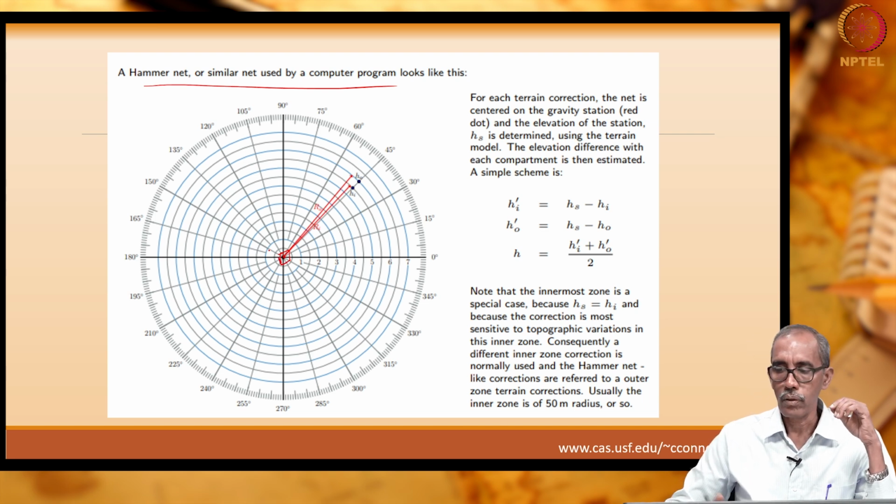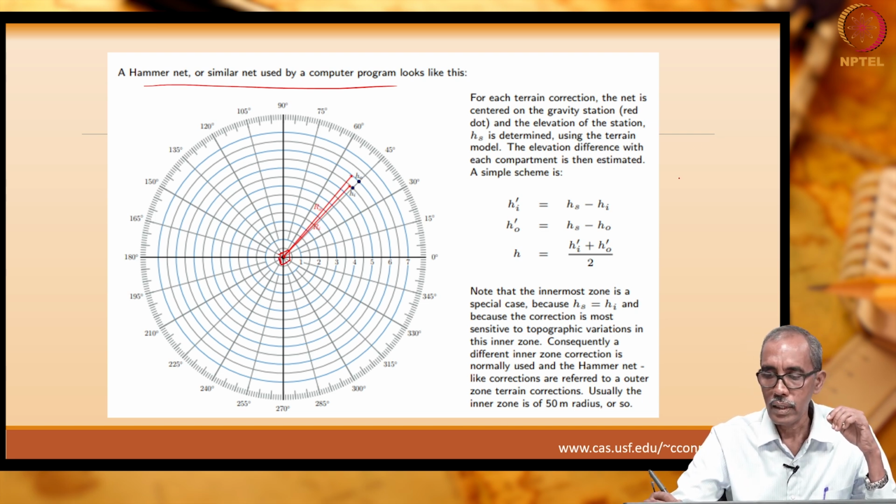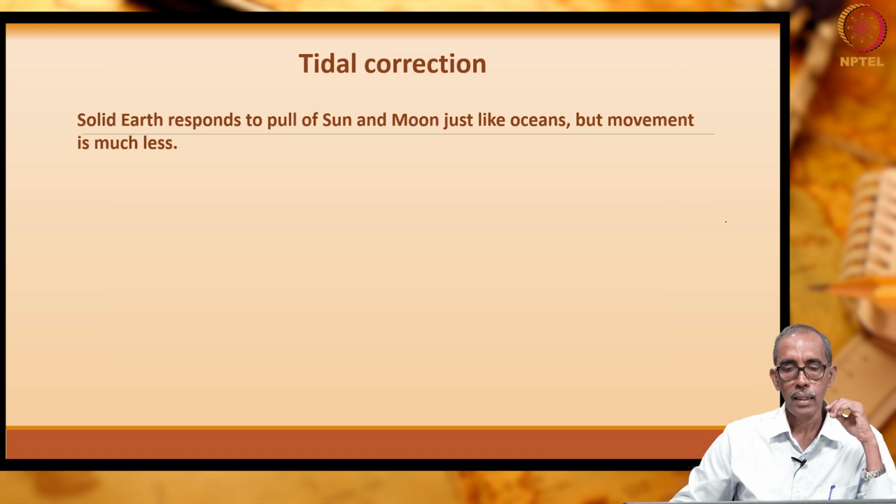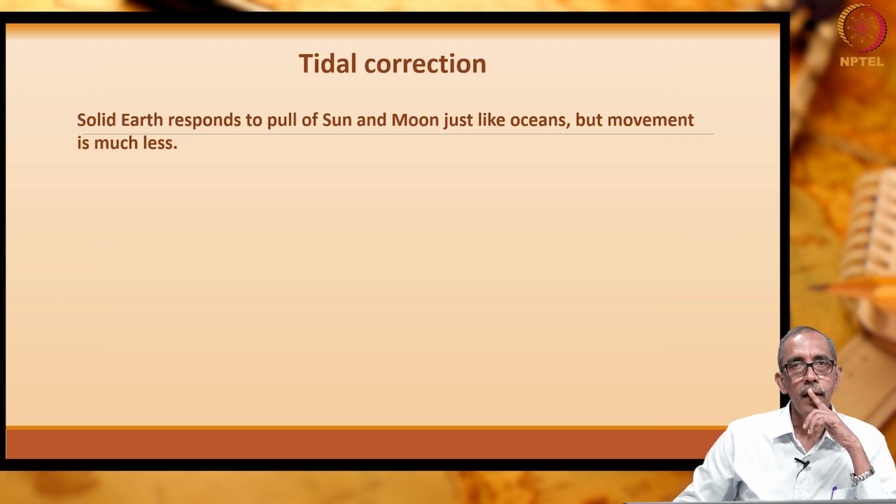Right. So, we have seen, first we had seen latitude correction, then we had seen free air correction, Bouguer correction, terrain correction. Right. Then the next, I did not tell you at the beginning, this is what is known as tidal correction. Right.